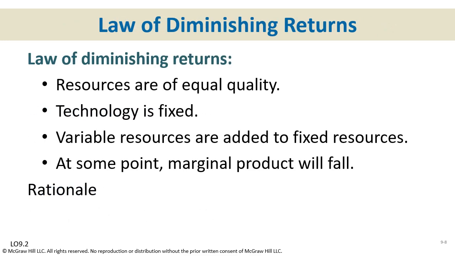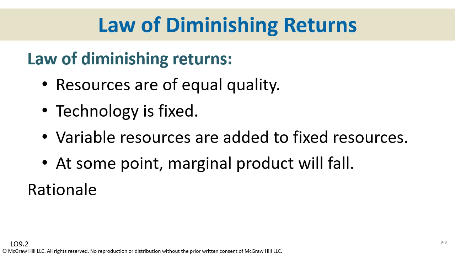So what is the law of diminishing returns? This is something you may have encountered before. And it states that resources are of equal quality. Technology is fixed, variable resources are added to your fixed ones, and at some point marginal product will fall. So what do we mean by this?